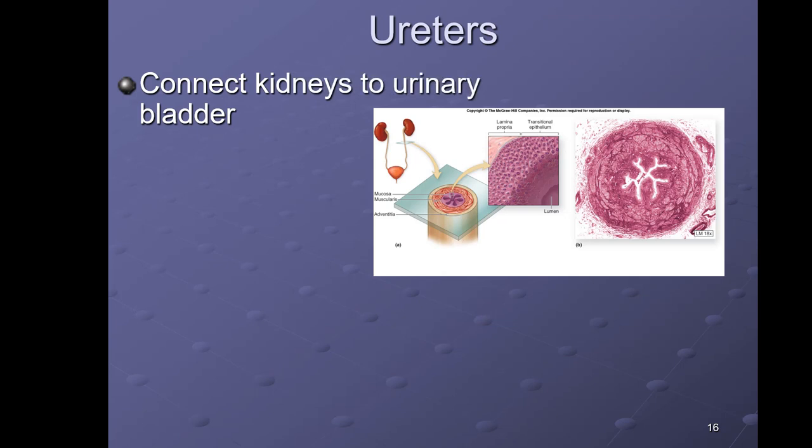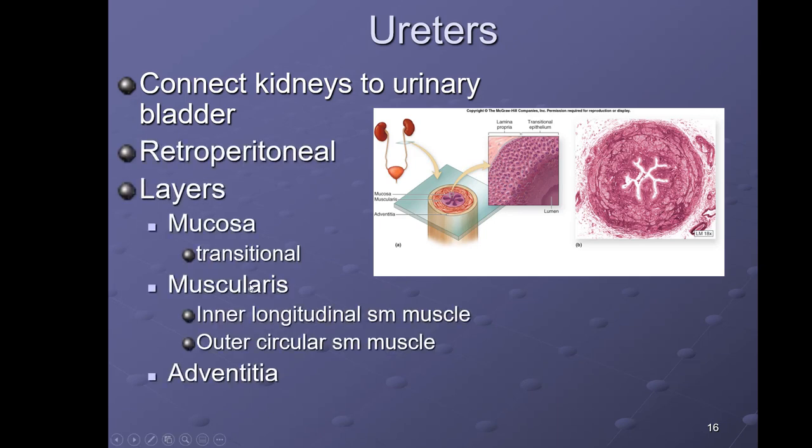All right, and then on the way out here, the ureters connect the kidneys to the urinary bladder. They're relatively simple. They're also retroperitoneal. They have different layers: transitional epithelium on the lining, and then a layer of smooth muscle that helps get the urine through the ureters on its way to the bladder.